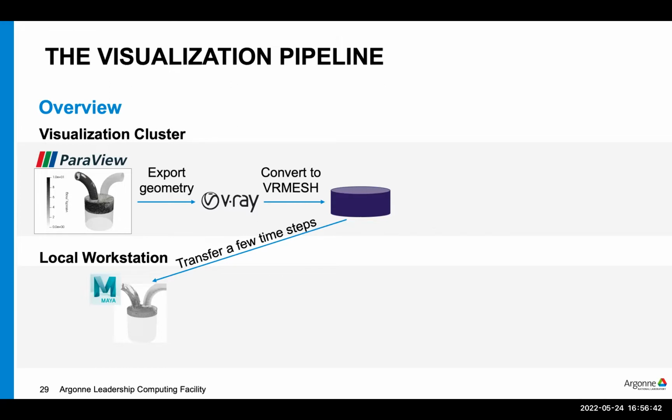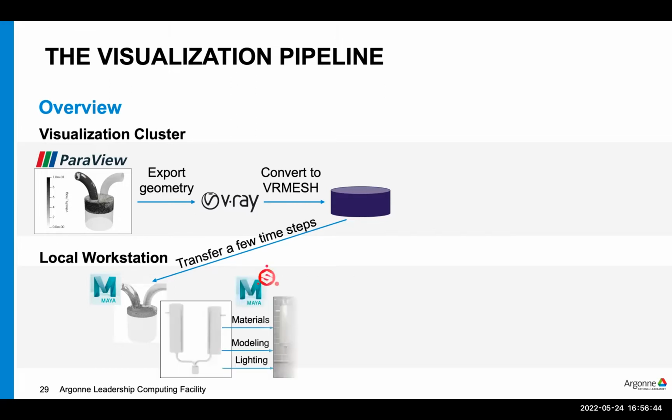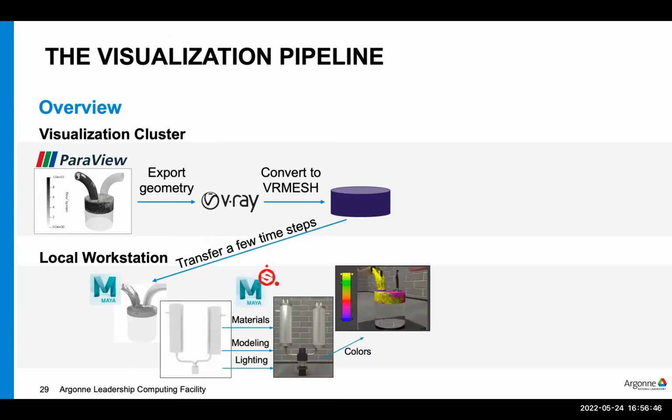We load those in, and then apply materials and modeling and lighting, and add colors to the scientific data that came along with it, in order to combine those into a final polished image. And then we can export that from Maya as a V-Ray scene.